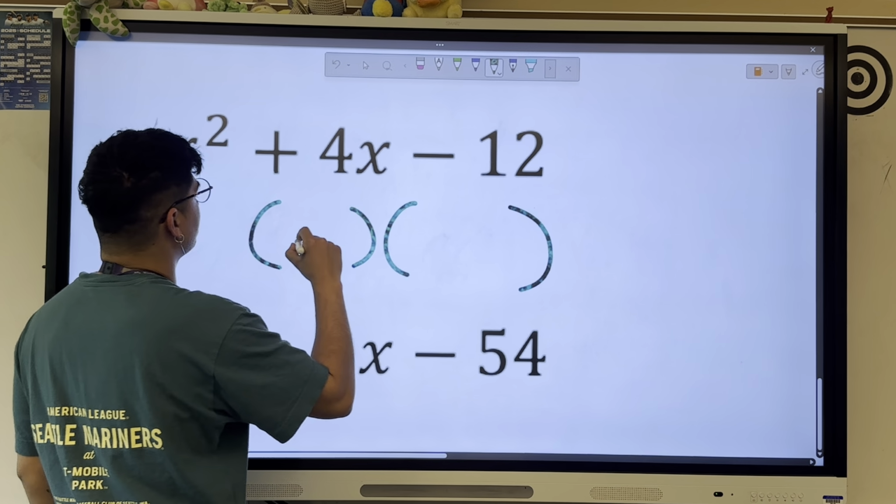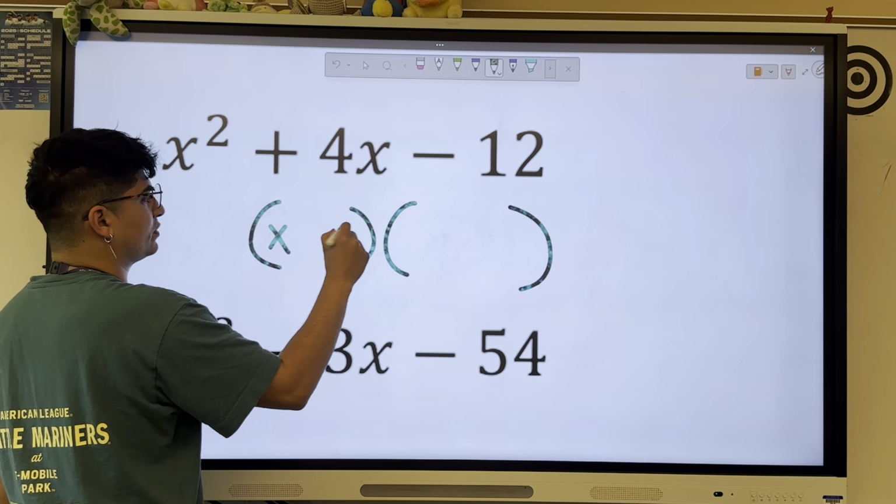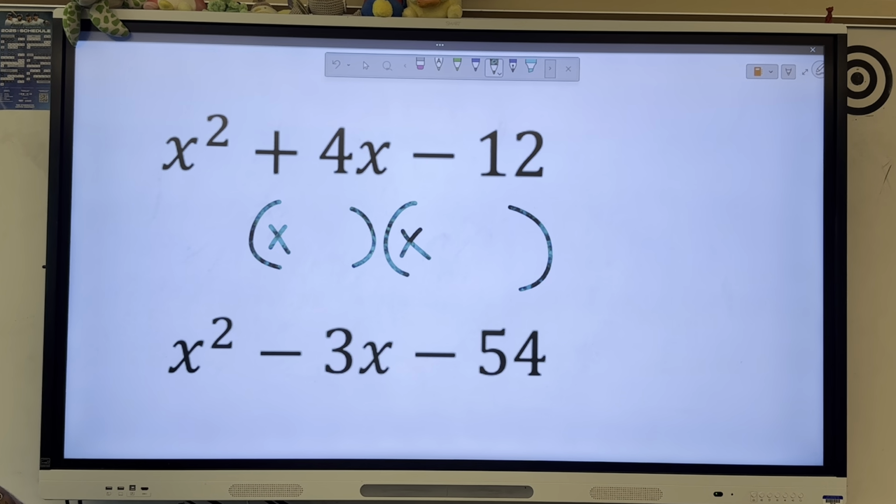So again, these are the ones where you're asking yourself the question: what are two numbers that multiply to make that last term, but add up to make the middle term? So in this case, one needs to be negative, one needs to be positive, because I need to make a negative 12. But they need to add up to 4.